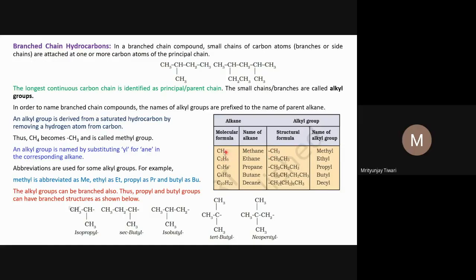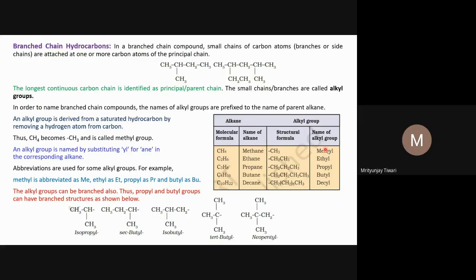If C2H6, which we know is ethane, and you remove one hydrogen, it will become ethyl. And this removed hydrogen is the vacancy which is created, and from here this group will be connected or linked to the parent carbon chain. And this is propane, and from propane to propyl. So what we are doing is removing ane and adding yl.